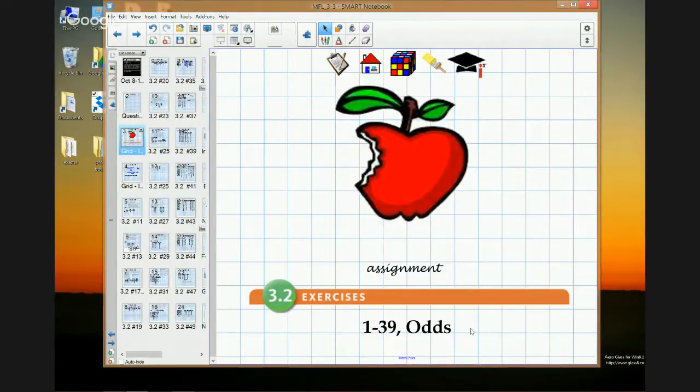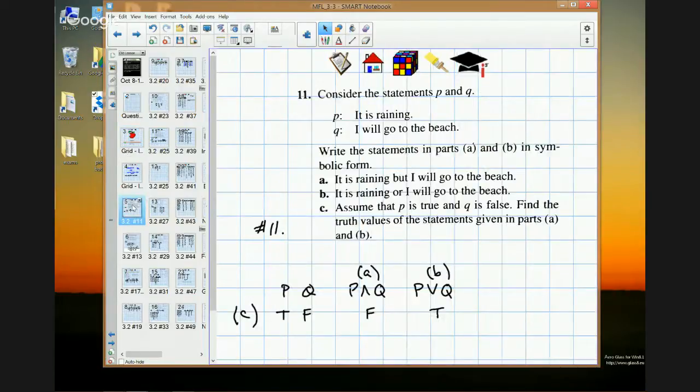Could we go over number 11? Absolutely. Okay, number 11. I just improved my slides a little bit. I stuck some of the book problems in the background so we wouldn't have to go back and forth to the book. So here's number 11. P is it is raining. Q is I will go to the beach.